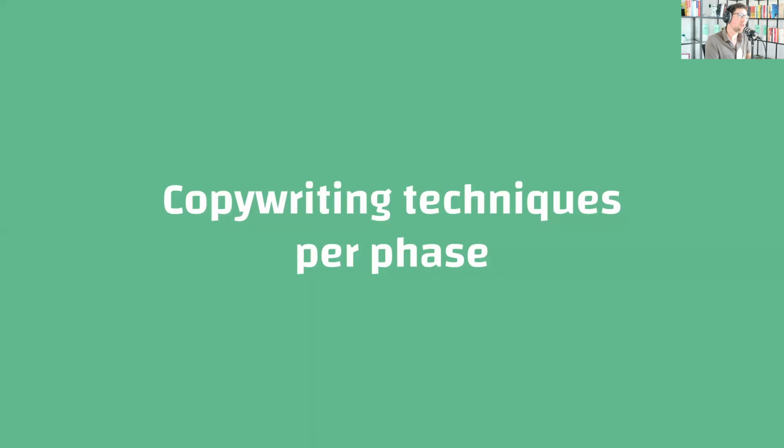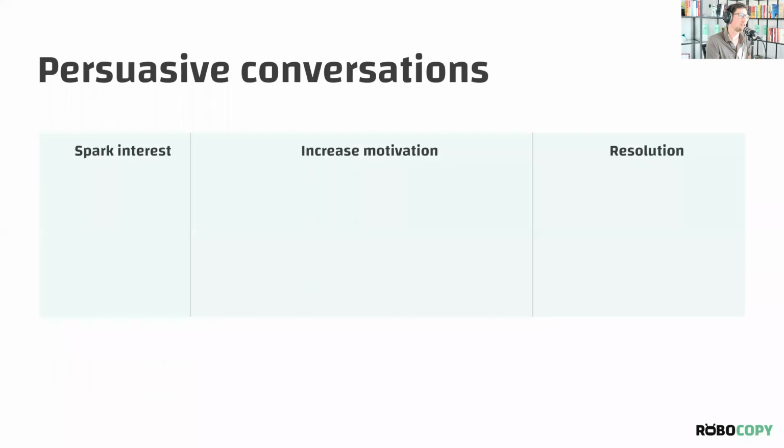Now if we look at conversation design for persuasive dialogues, a conversation often looks like this, right? I want to spark interest. So I want to talk about something as a bot. I want to intrigue users and I want them to engage with me. And once we're in the conversation, I want to increase motivation, right?